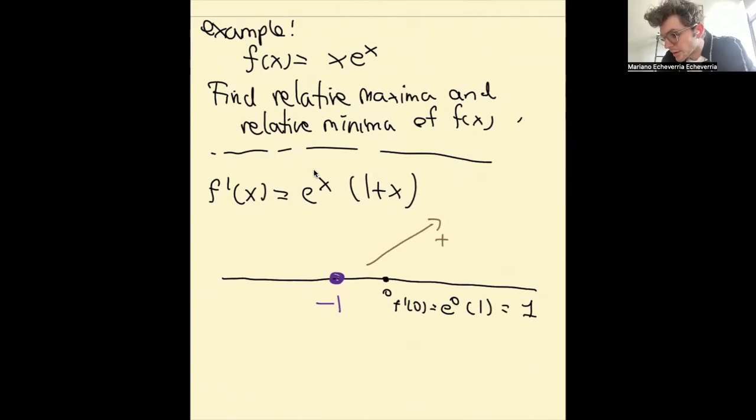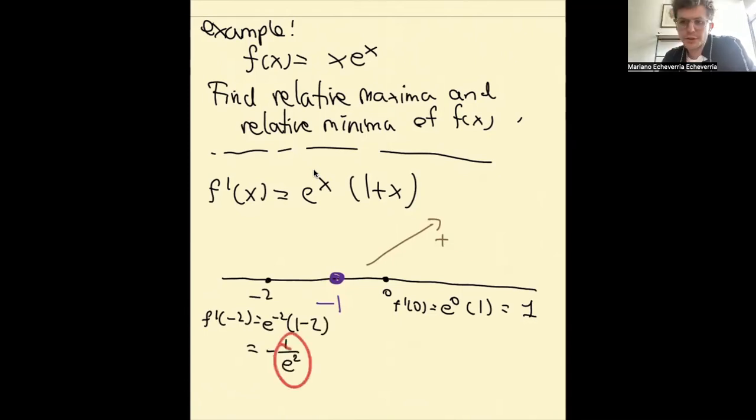And then you can take a point to the left of -1. For example, you could take -2, and so if you do f prime of -2, you get e to the -2 times what? 1 plus -2 equals what? Something like this, minus 1 over e squared.